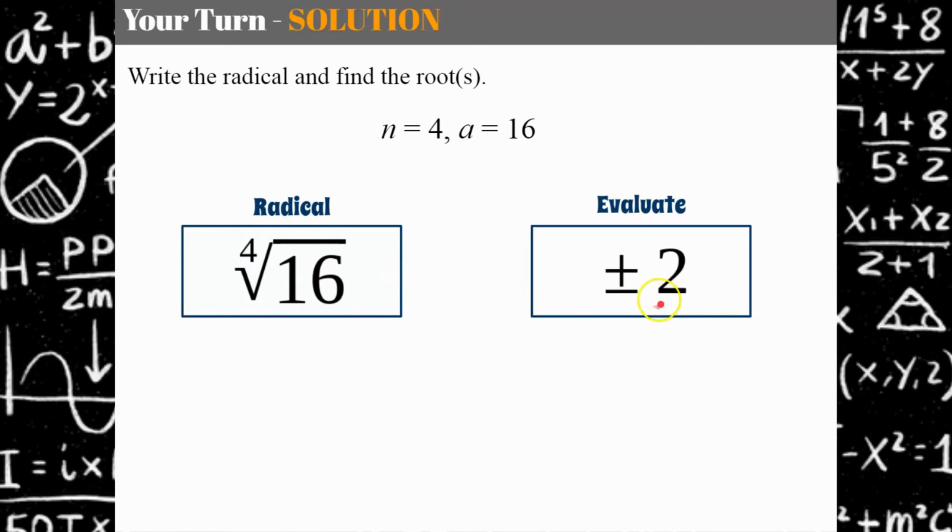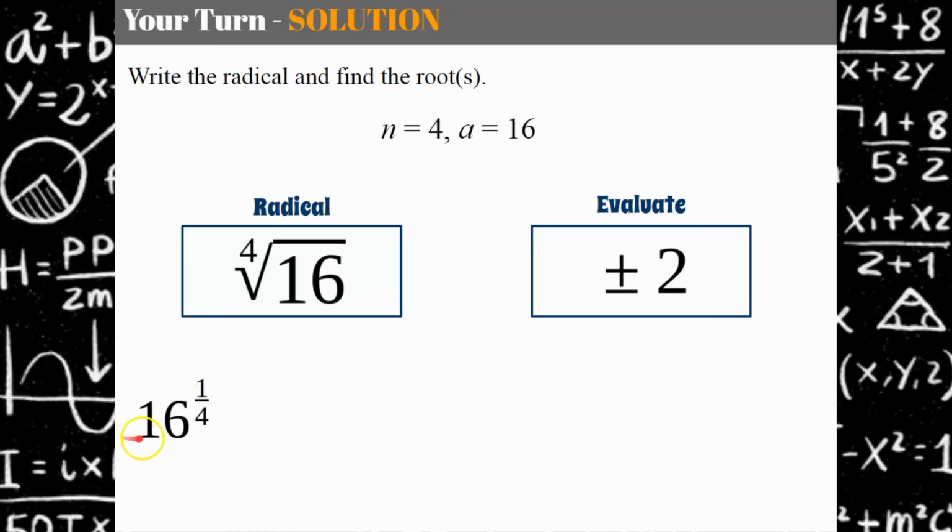But it could also be negative 2 because I was asked to find the roots. Negative 2 times negative 2 times negative 2 times negative 2 is also positive 16. So therefore, I have a possibility of 2 roots here, positive and negative 2.